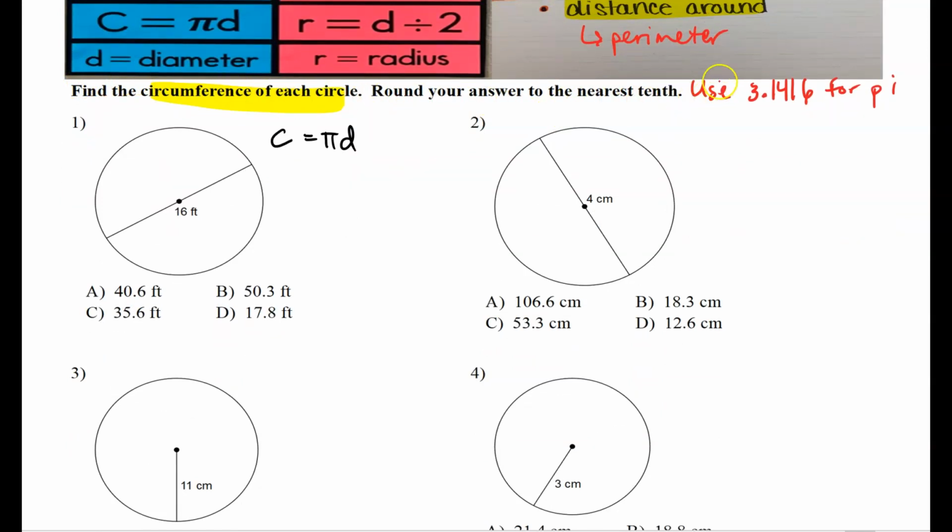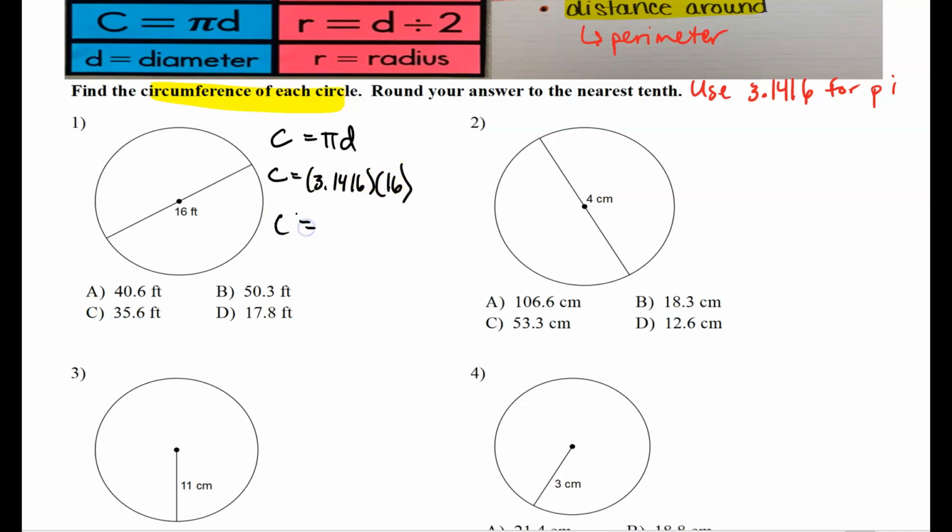All right, so first problem, say find the circumference of each circle, round your answer to the nearest tenth. You're going to use 3.1416 for pi today, a little bit more specific than in times past. So you're going to write out the problem, actually write the number so I know which one you're doing. Draw out the circle with the diameter of 16 here. So C is equal to 3.1416 times 16, because that's our pi and that's our diameter.